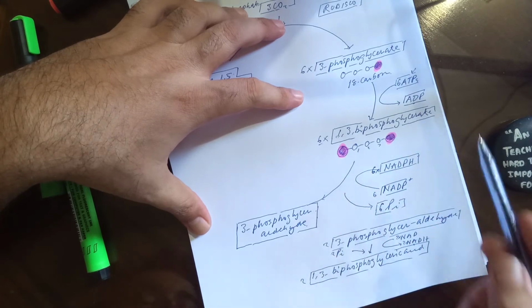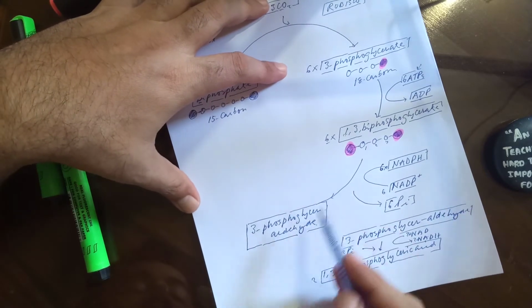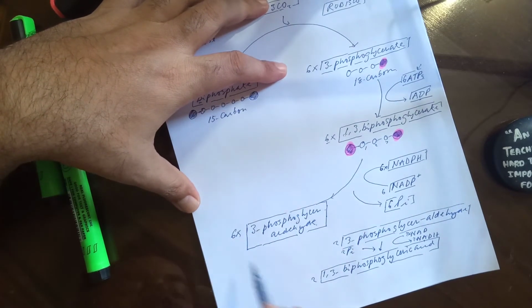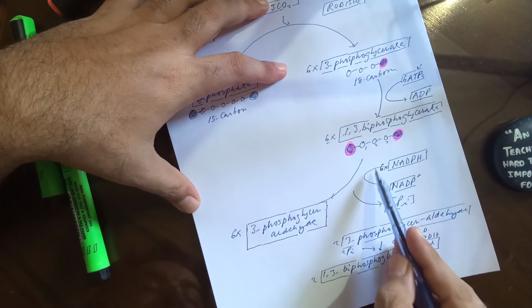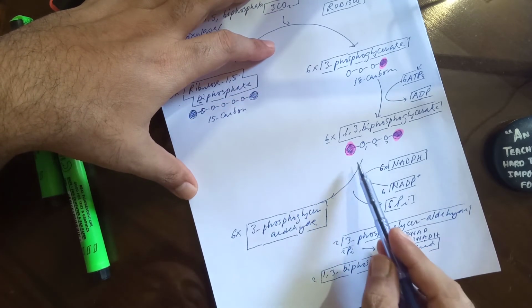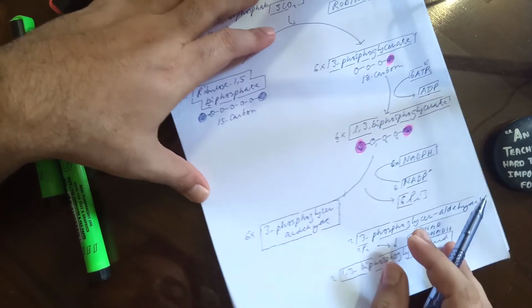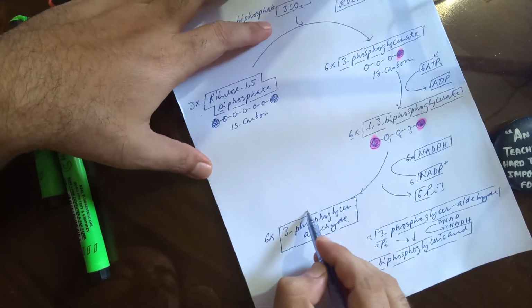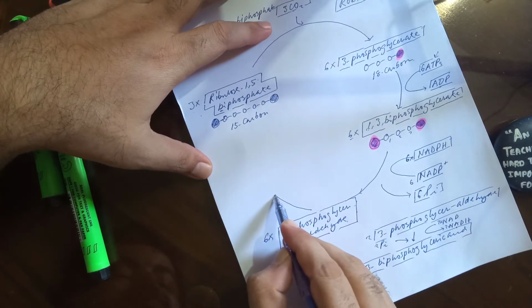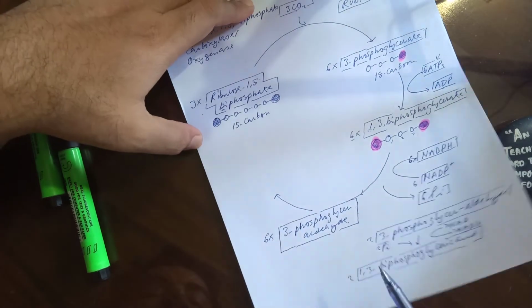1,3-biphosphoglycerate is an acid, and it has changed into 3-phosphoglyceraldehyde. How many molecules? Certainly 6. You don't really have a carbon dioxide removed from the reaction, so there's no carbon dioxide removal. You have 3-phosphoglyceraldehyde, a compound, right? Now what do you see? You see the same has gone to produce the ribulose 1,5-biphosphate again.